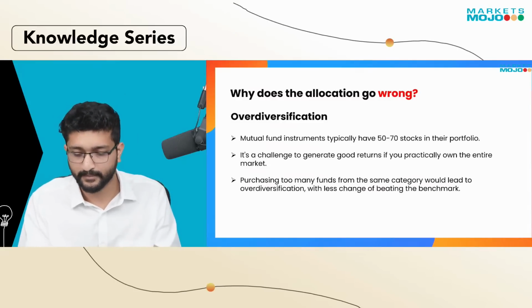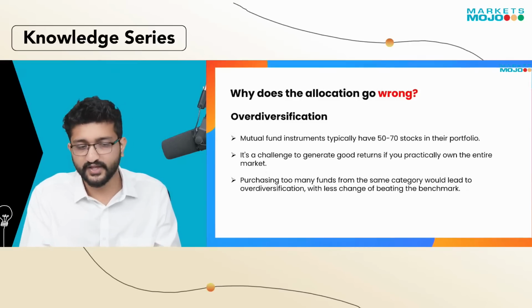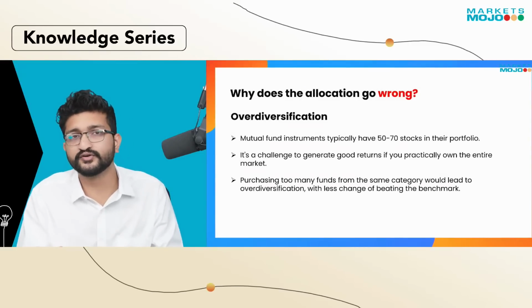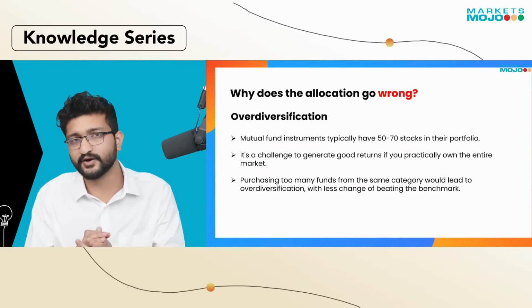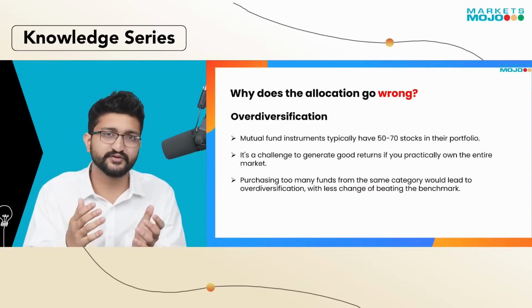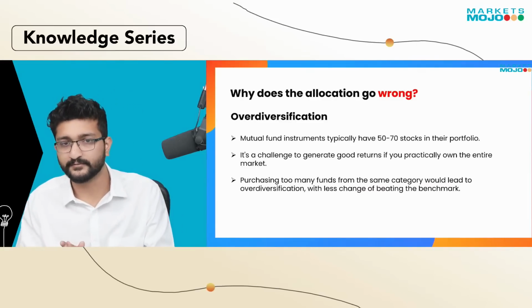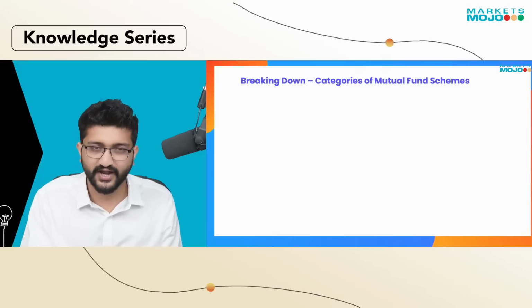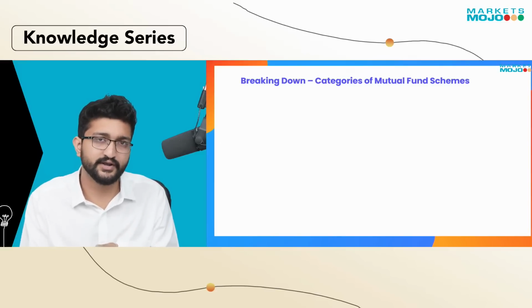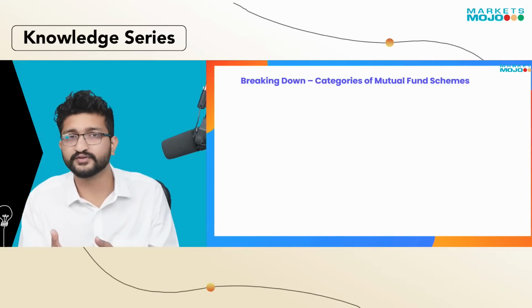Now that we've covered these two different rules, I'll go to the next part of the presentation, which is breaking down different categories of mutual funds, and then let's talk about equity, ETFs and debt. When it comes to categories, these are very simple, but I know many investors actually go wrong with this.